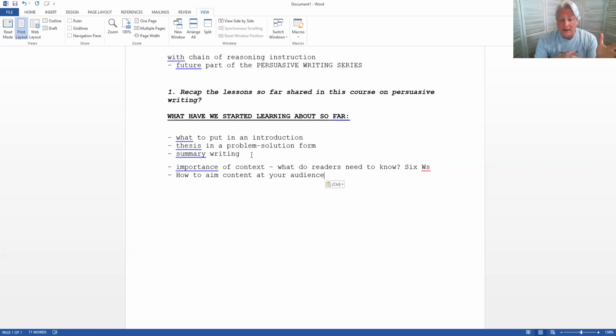So the importance of context: what do readers need to know to understand your thesis, to understand your subject matter, to understand all of the things surrounding the argument that you're going to make? Often this is driven by the 6 W's: what, where, when, why, how. How is a W, it ends in a W. We have those.